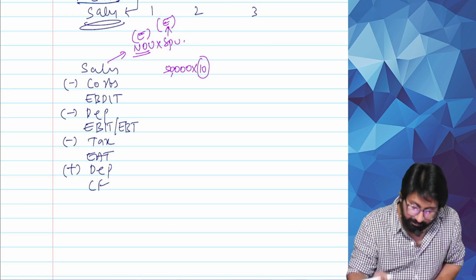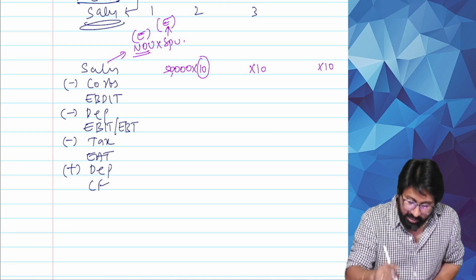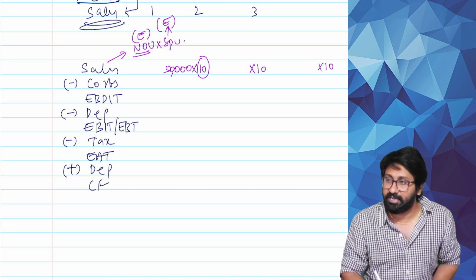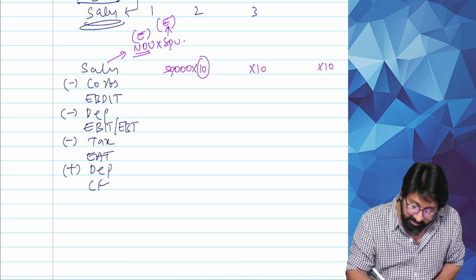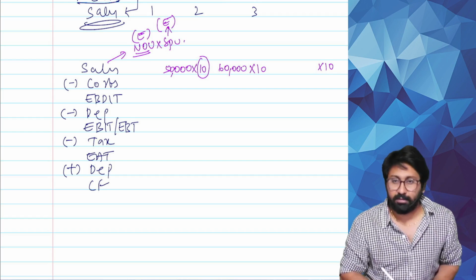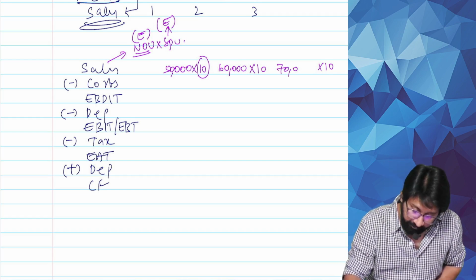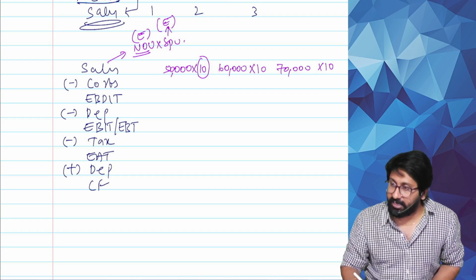Very good. My sale price is how much? 10. Next year sale price 10 and next year sale price 10. Number of units will be the same, changing. I am estimating that number of units will be 60,000 after 1 year. It will become 70,000 after 3 years.